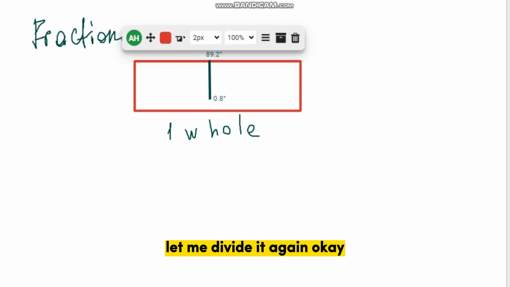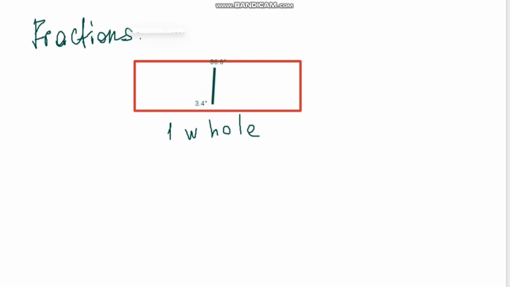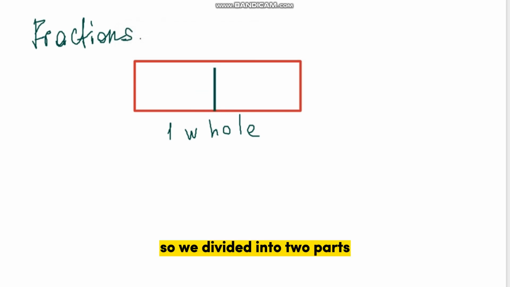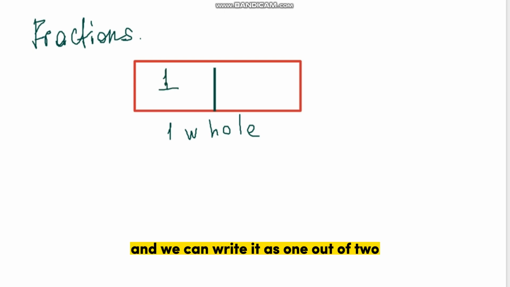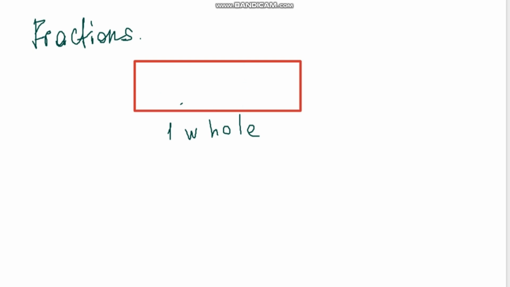Let me divide it again. So we divide it into two parts, and each of them is one part out of two. And we can write it as 1 out of 2.